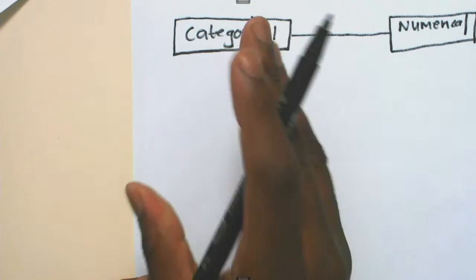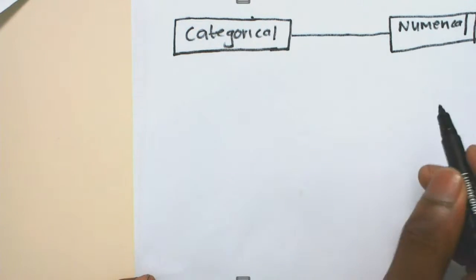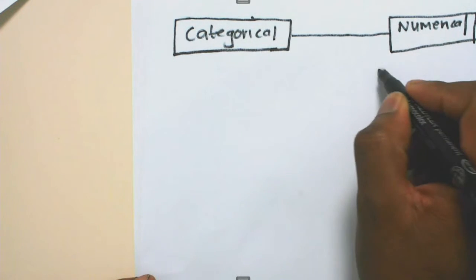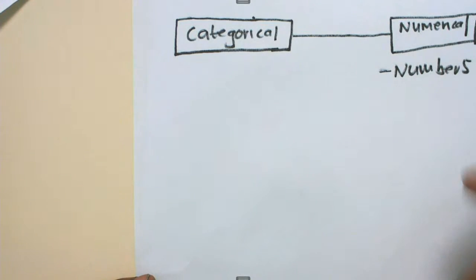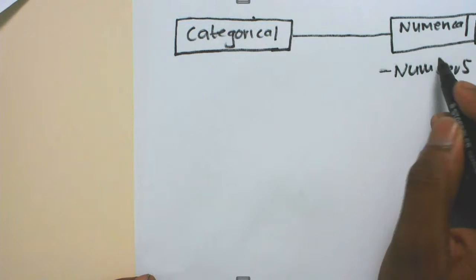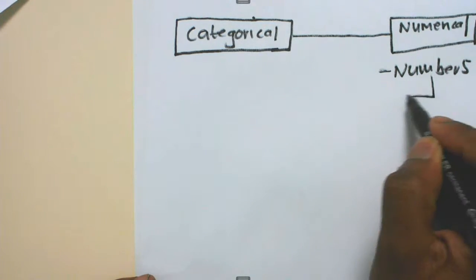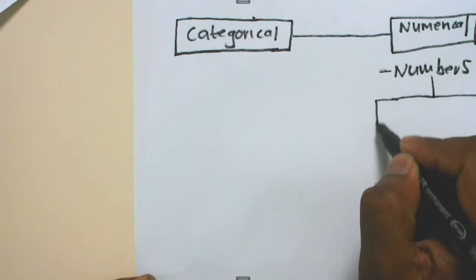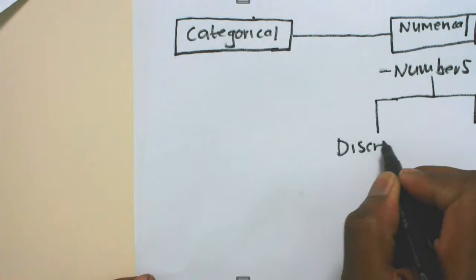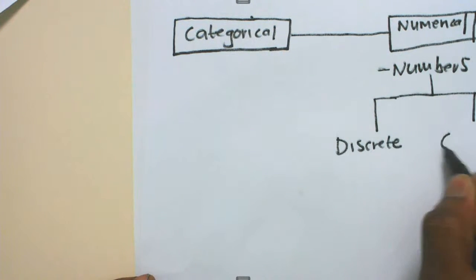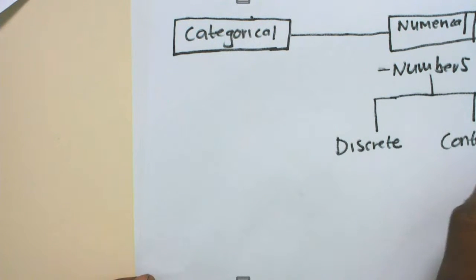It revolves around categories. But now numerical, we said what is important here is numbers, and that it is furthermore classified into two, as being discrete or continuous. And then I said again, learners, we should always remember that.